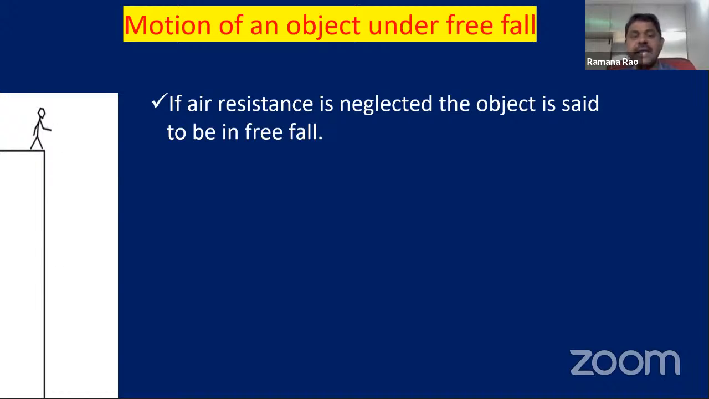Free fall means air resistance is neglected. That's it. Throughout this chapter, we are going to neglect the air resistance. That means we are not taking air resistance into consideration.